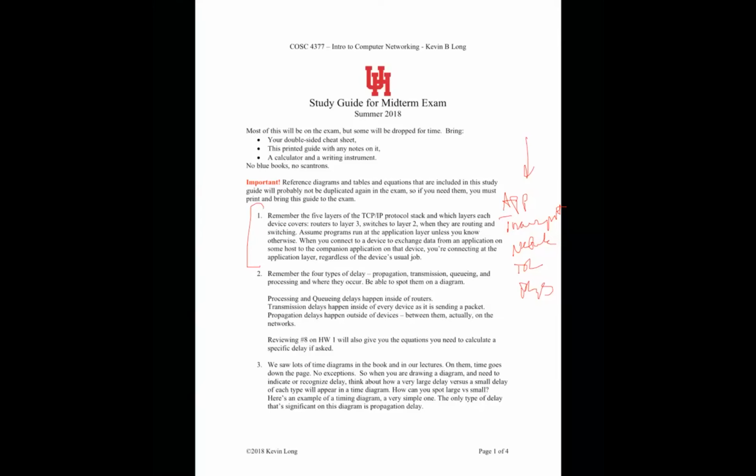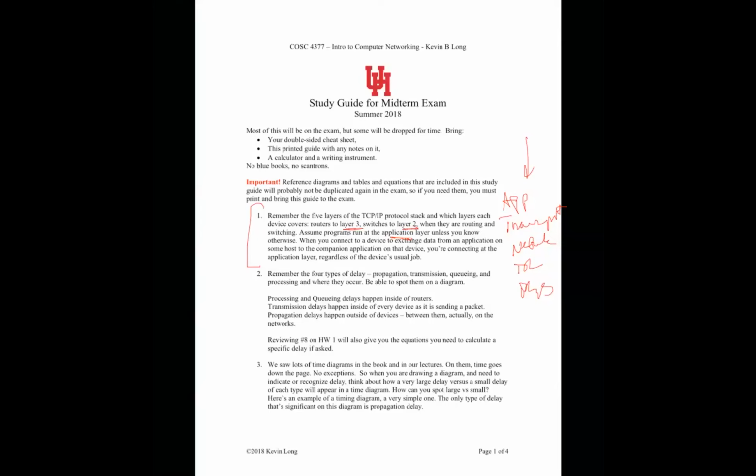The reason I tell you to print this off on Sunday evening or Monday morning is because I will likely revise it. So if you are going to make notes, don't make them on this yet. Make them on your own cheat sheet. So if I change this, you're not going to have to redo all of your notes again. Assume programs run at the application layer unless you know otherwise. Remember, routers go to layer 3, switches go to layer 2.